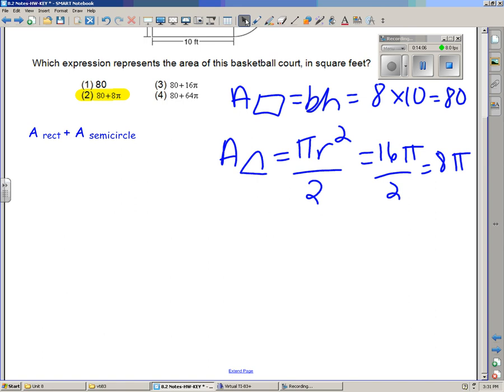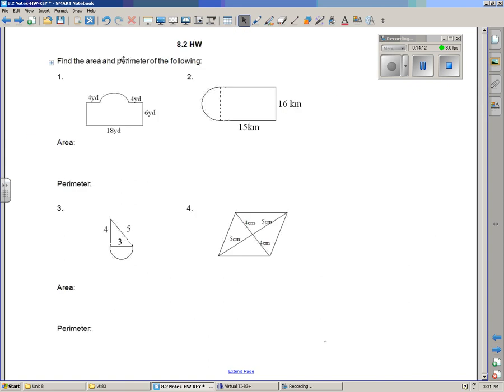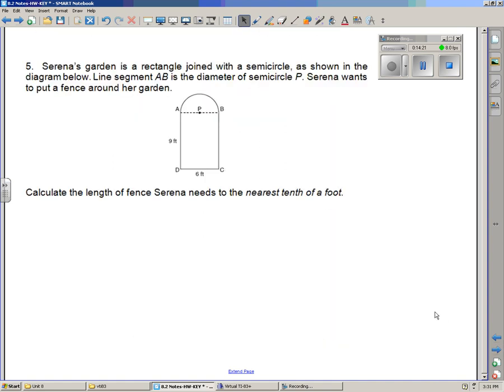Okay, so that is it. The rest of the stuff is the homework. And don't forget that you are looking for area and perimeter of both of these shapes. So don't just do one, you're looking for area and perimeter of both of those shapes. And then you've got a second page here also, and you should be good. All right, so good luck on the homework.